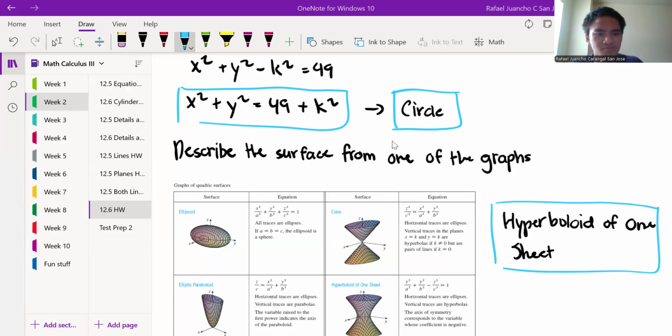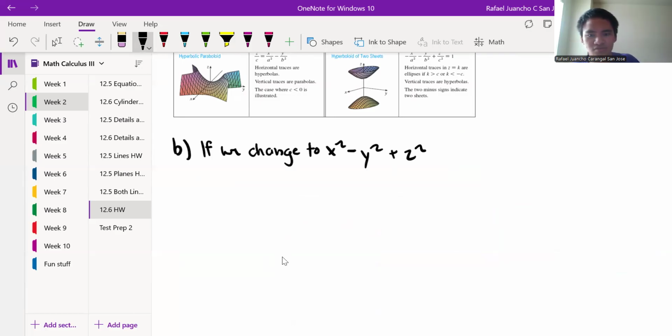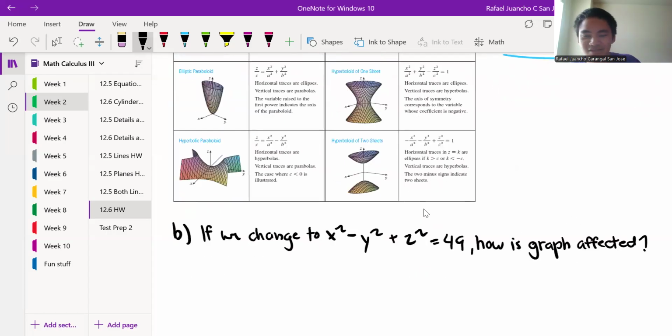What else? Okay. We have some questions here, which was interesting. If we change the equation in part A, how is the graph affected? So some altering stuff happening here. So let's say we change this thing: x squared minus y squared plus z squared equals 49. What's going to happen? How is the graph affected? I'm intentionally not putting the and the other English stuff because I don't really care.